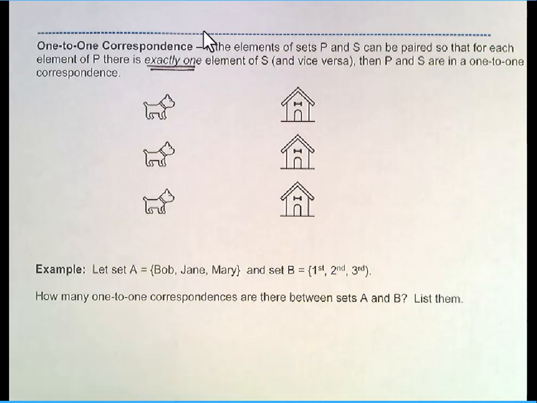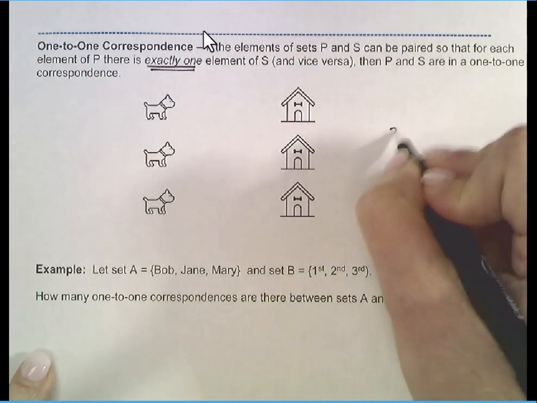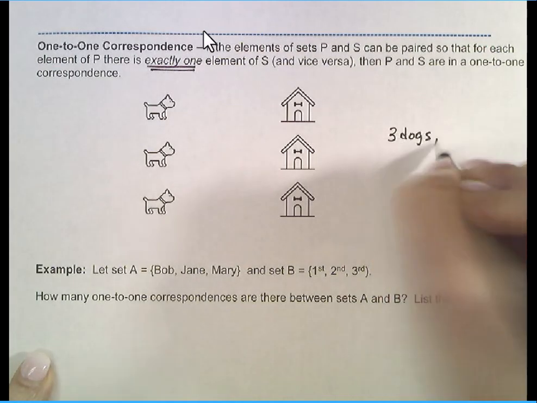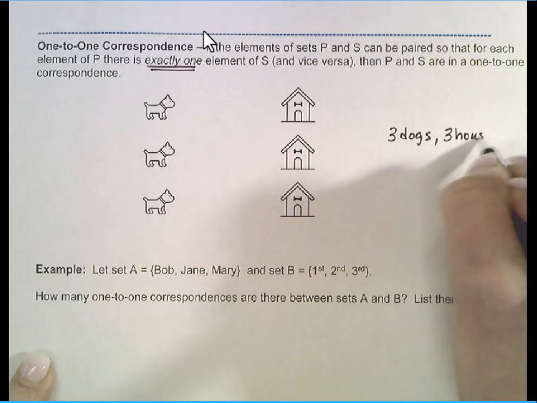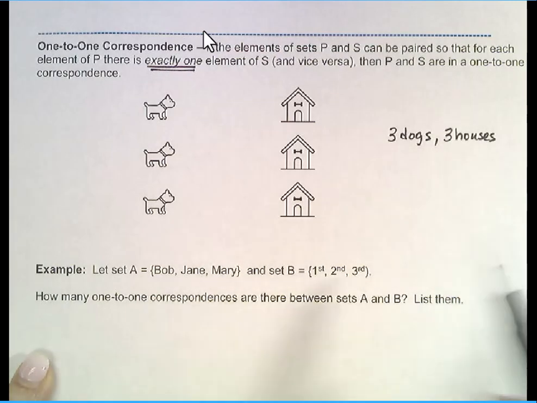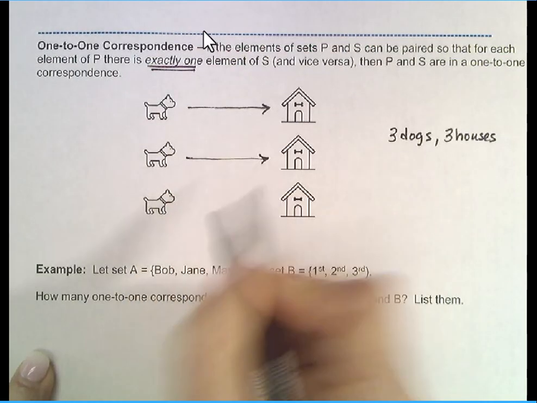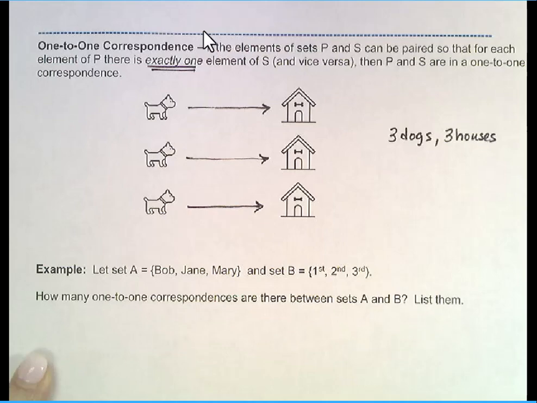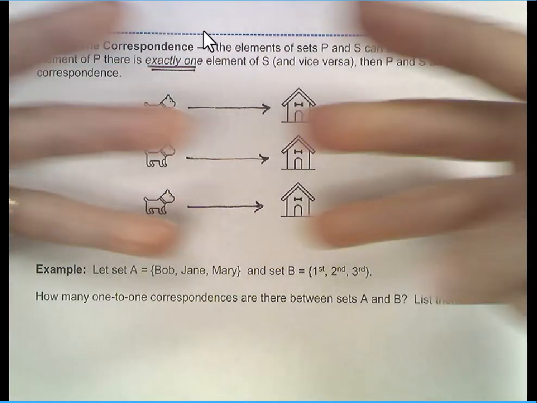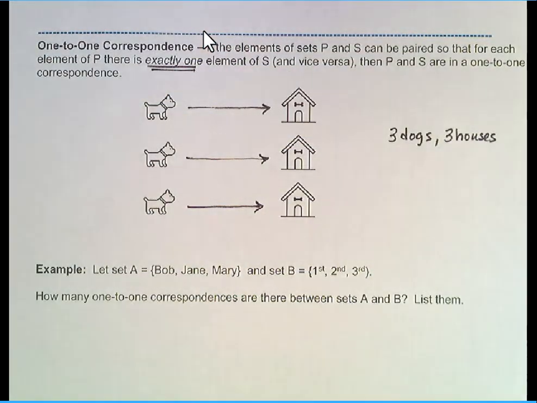So if you look at the picture that I've got drawn here, we have 3 dogs and we have 3 houses. There is 1 dog for every house. Like this dog could go to this house, second dog could go to the second house, third dog could go to the third house, and it's literally like this perfect pairing up. It's called a one-to-one correspondence.